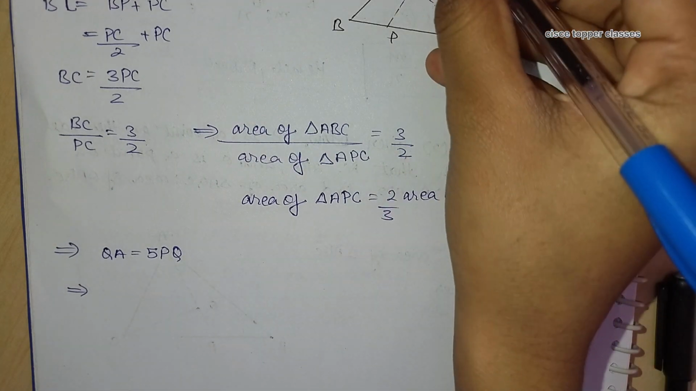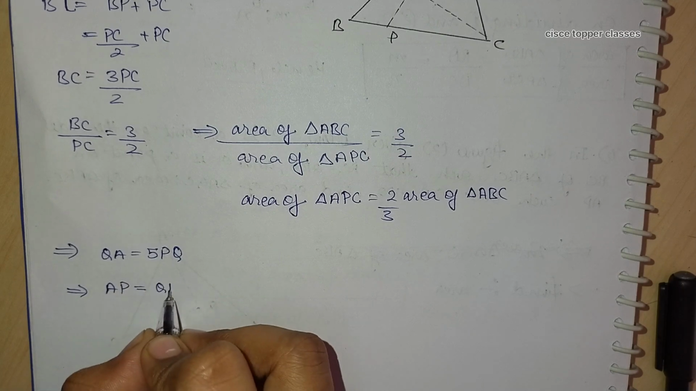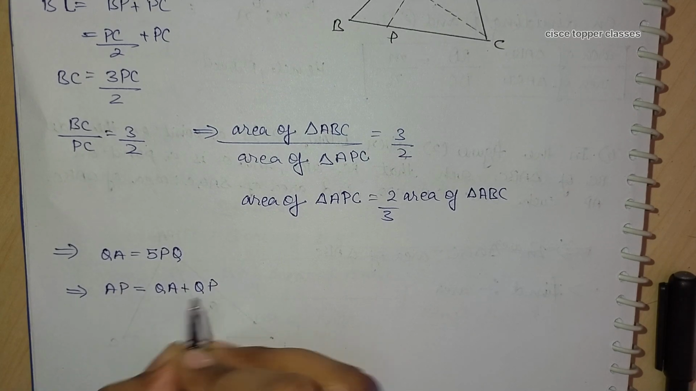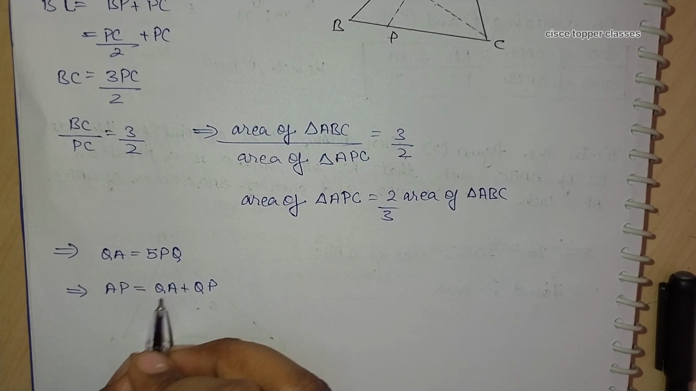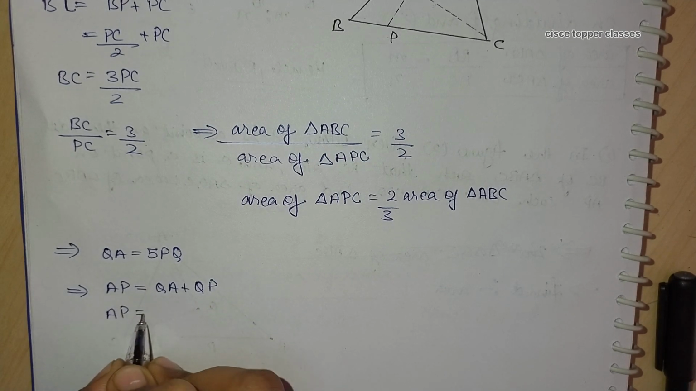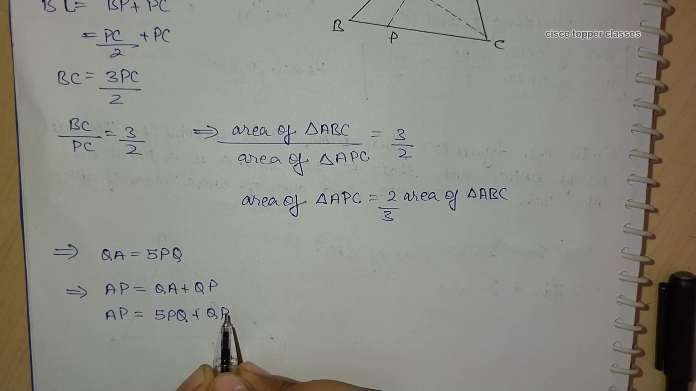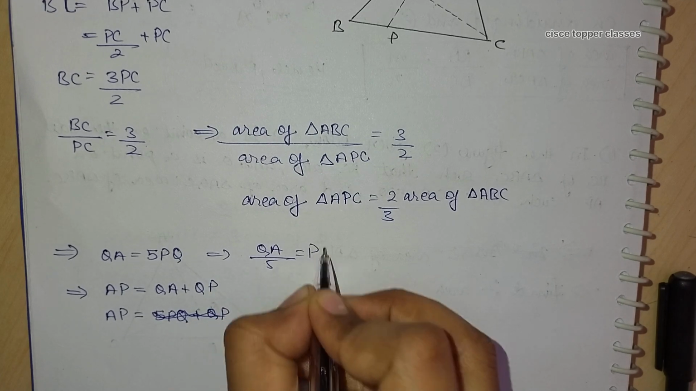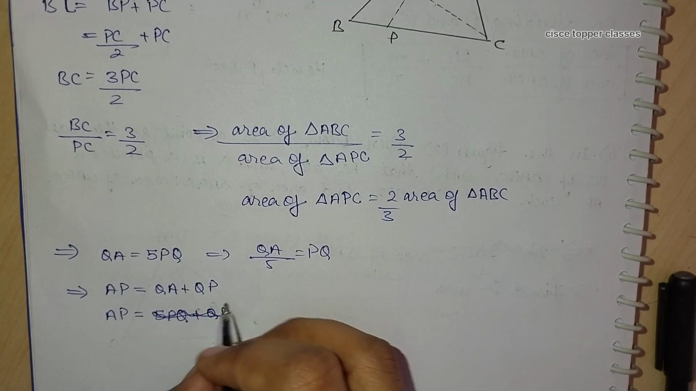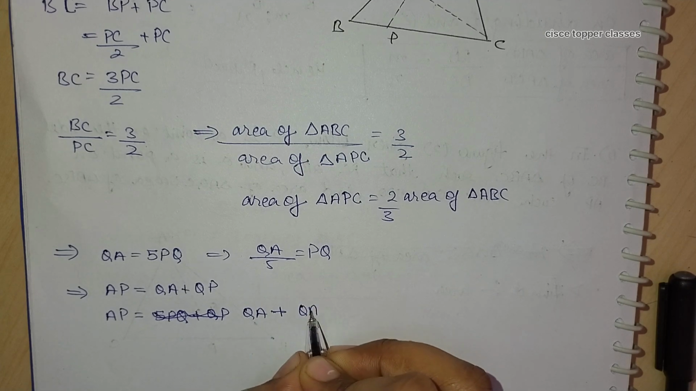QA, because this AP whole we can write it as a sum. So AP is equal to QA plus QP. So this will be AP, and here we can write the value of QA. So AP is equal to 5 PQ plus QP here, or we can write it as QA divided by 5 is equal to PQ. So instead of PQ, we can write the value of QA. So it will be QA plus QA divided by 5.